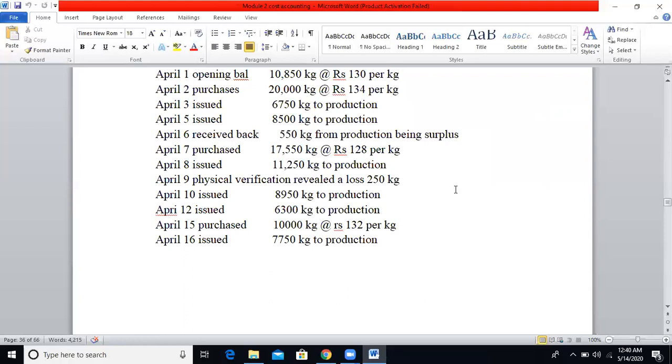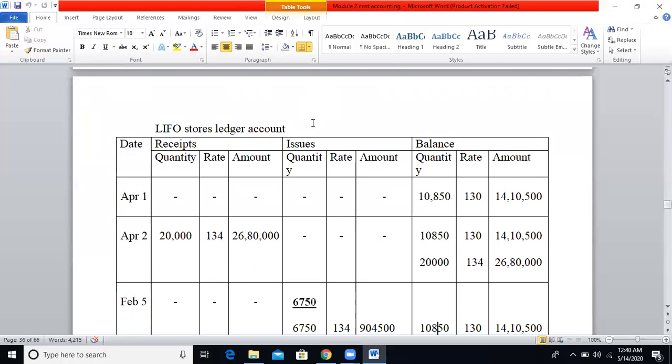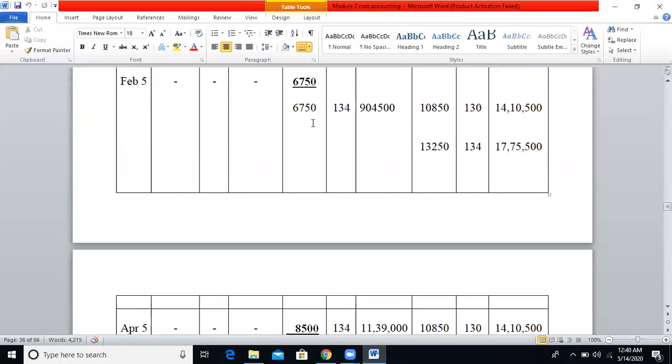April 5th, once again we are issuing 8,500 kg to the production department. So the date will be April 5th. Now see the balance. We are having the latest purchase balance, still we are having 13,250 units. So you will issue from the last balance. How many units do we want? 8,500 units. So we will consider the last purchase price, that is 134.